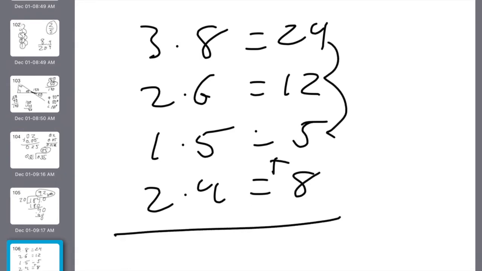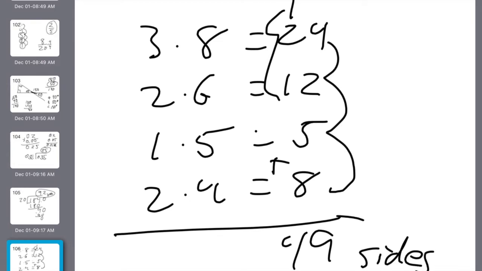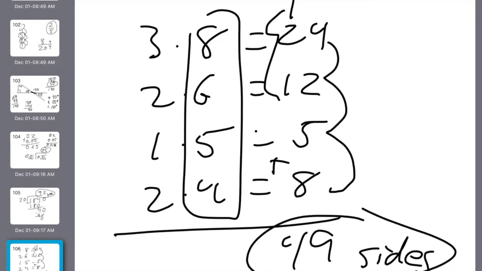I have 6, 11, 19. I have 1, 3, 4. He counted 49 sides. So just a review of can you name the sides based on the words that they gave you.